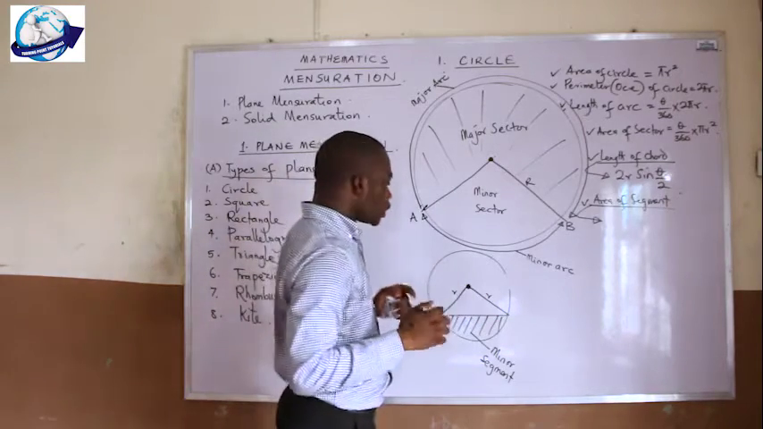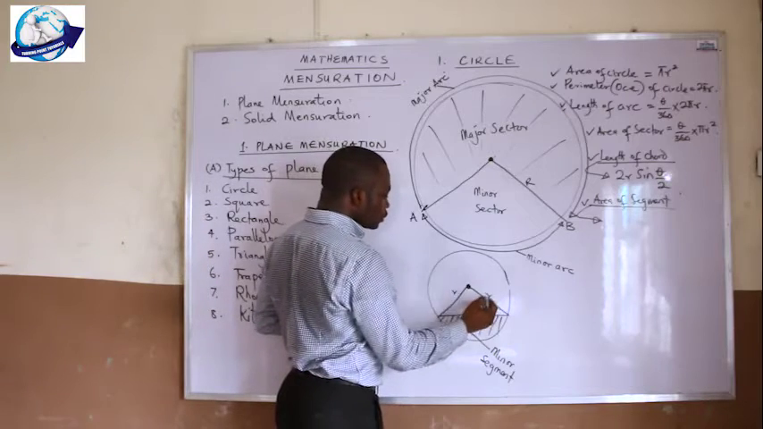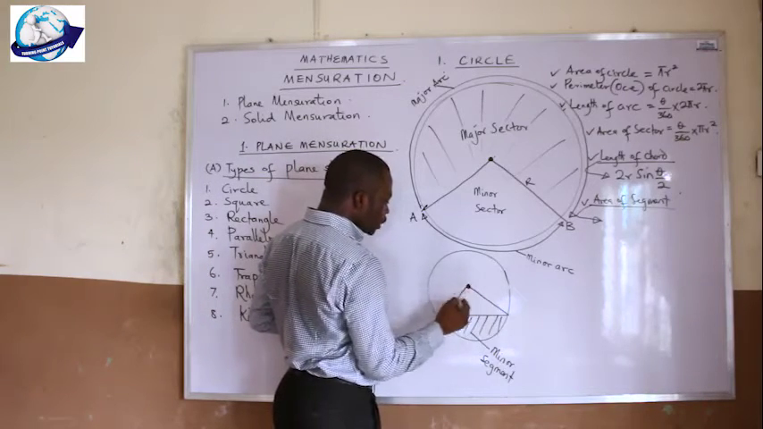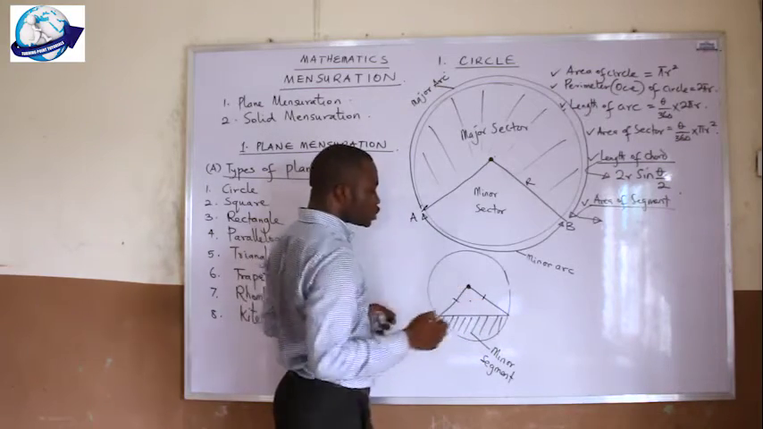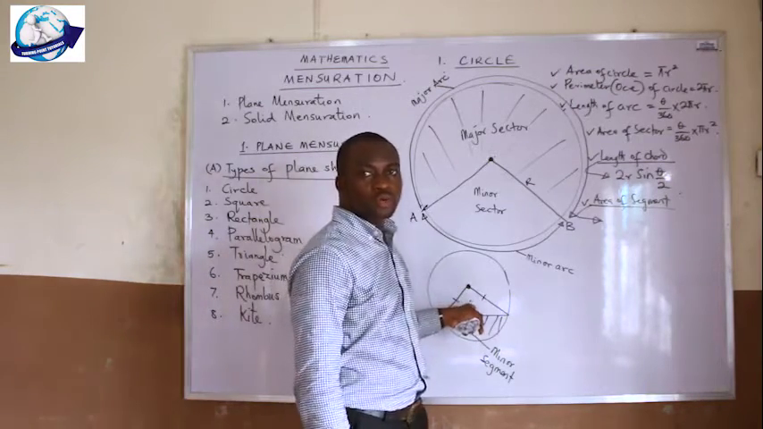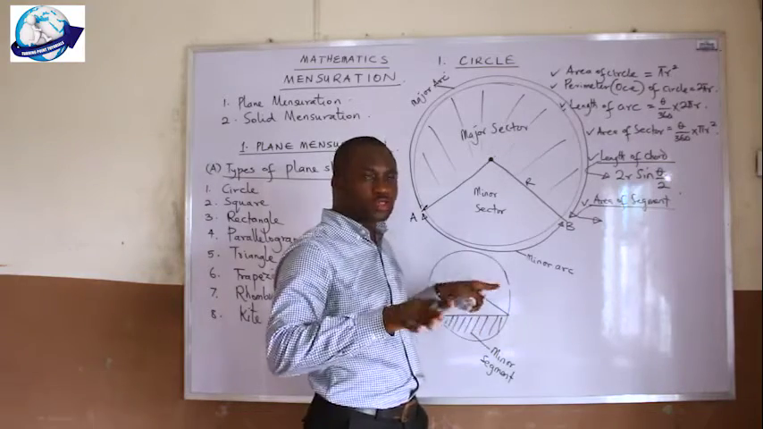And from what you see, remember that radius is radius. So if this side is a radius, this side is a radius, that means this line and this line are equal. Meaning that this triangle that is not shaded is an isosceles triangle. An isosceles triangle has two sides equal.